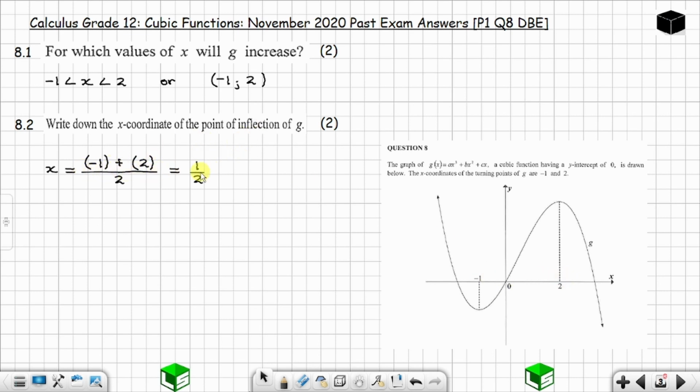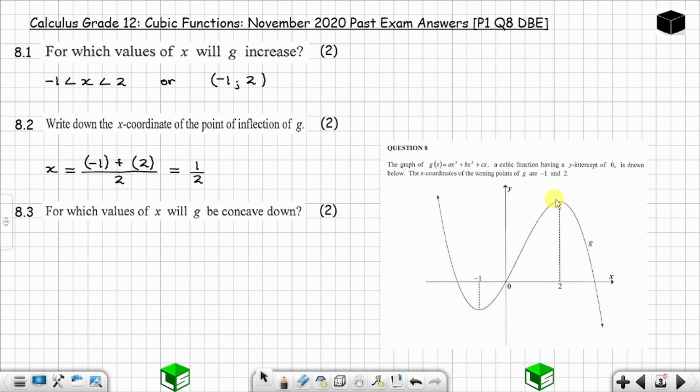Now let's move on to the next question, 8.3. What is the question saying? The question says, for which values of x will g be concave down? This question is 2 marks. For which values of x will g be concave down? So the concave down is only happening this side. You can see this part is concave down, it's looking down.